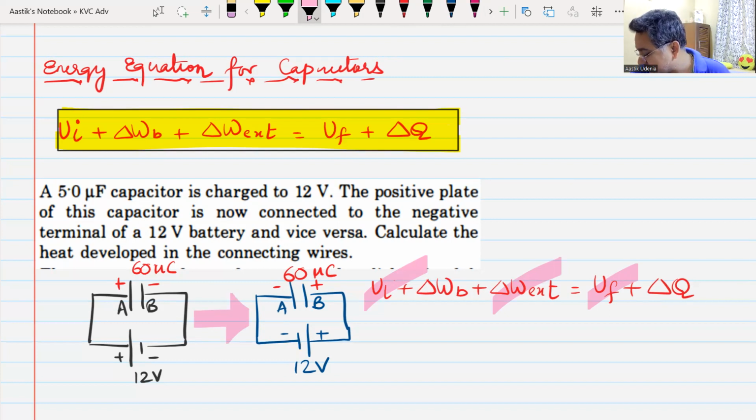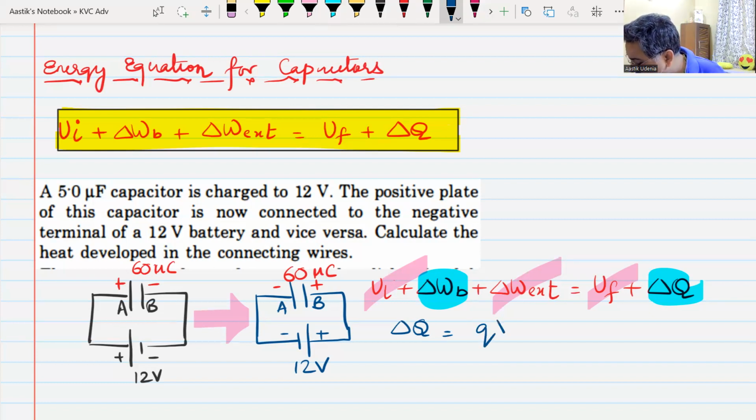So the heat developed is nothing but equal to the work done by the battery. Yes or no? Yes, sir. So heat developed is equal to the work done by the battery. Work done by the battery is the charge Q which has flown multiplied by the EMF of the battery. Yes or no? Yes, sir.